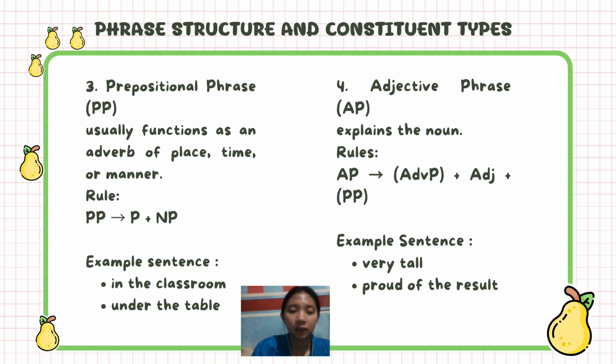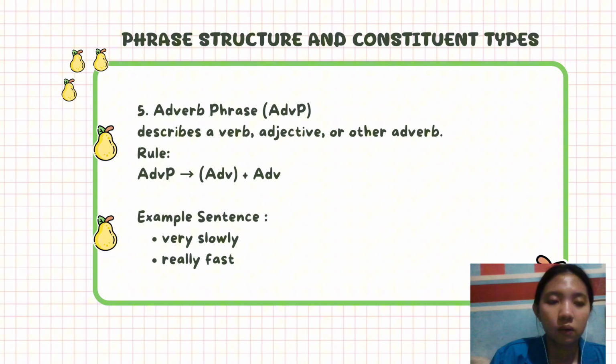Fourth, adjective phrase, AP, explains the noun. The rule is AP to adverbial phrase plus adjective plus prepositional phrase. Example sentences are very tall or proud of the result. Fifth, adverbial phrase, AdvP, describes a verb, adjective, or other adverb. The rule is AdvP to adverb plus adverb. Example sentences are very slowly or really fast.